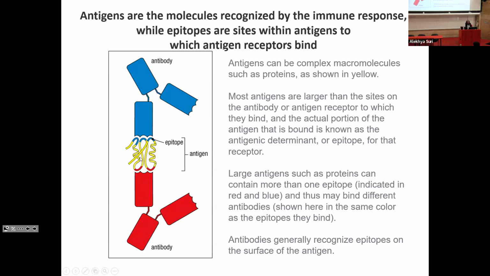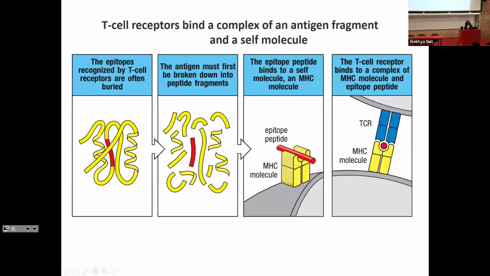So an antibody binds to the entire protein, whereas a T cell receptor will not bind to the intact protein or the intact antigen. For the T cells, the antigen has to be broken down into peptides, and those peptides then will be presented on a molecule called major histocompatibility complex, or MHC, that then recognizes the TCR or the T cell receptor.